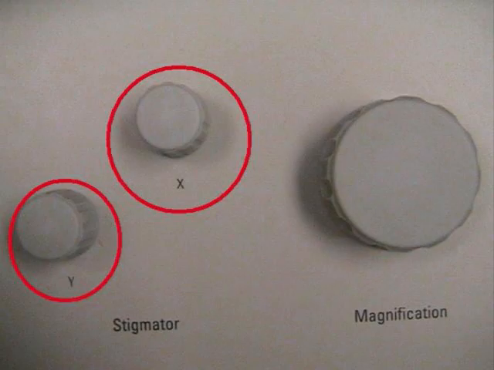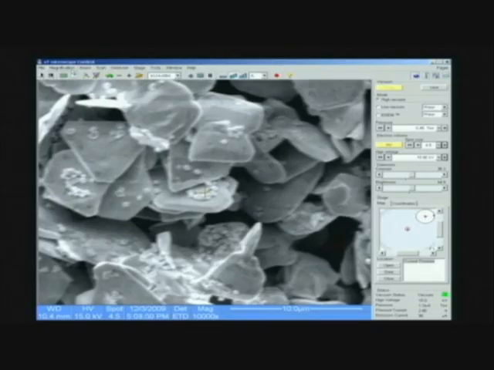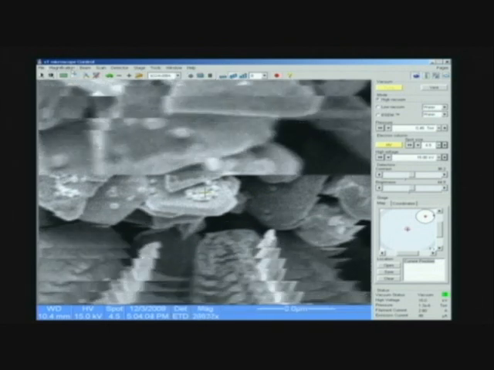These adjust the current through the scanning coils of the SEM, which corrects for the displacement of the electrons caused by the aberrations in the beam. The first step in removing astigmatism from your image is to increase the magnification of your image significantly. Next, focus the image until you cannot improve it anymore.